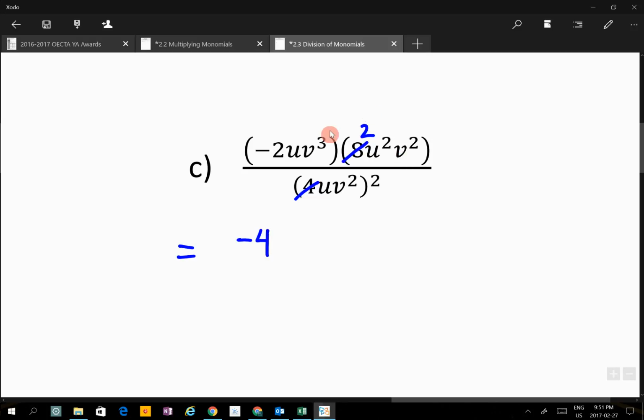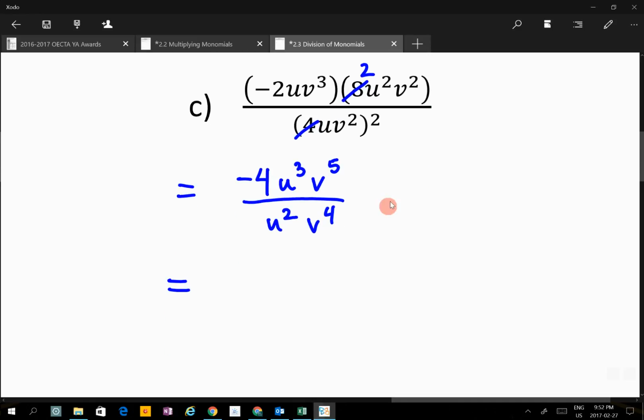Okay. Product rule on the top. So u times u squared is u cubed. v cubed times v squared is v to the exponent 5. And on the bottom, power of a power law, so I have u squared on the bottom, and v squared to the power of 2, so you multiply the exponents, 2 times 2 is 4, so v to the exponent 4.